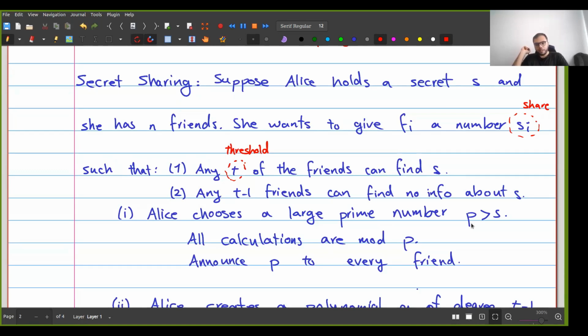Okay. So now I have a very nice situation where I can use secret sharing, and I can make sure that any T of my friends can open the secret, but any T minus 1 of my friends cannot find any information about my secret.